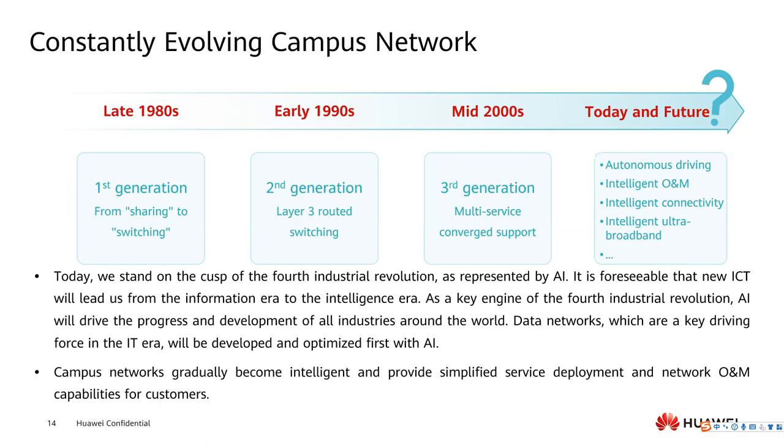Its layer 3 routing capabilities were approximately equivalent to layer 2 switching performance. This is the second generation, and in the mid 2000s, it is the third generation's campus network.